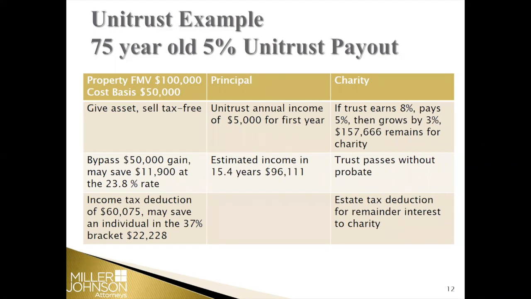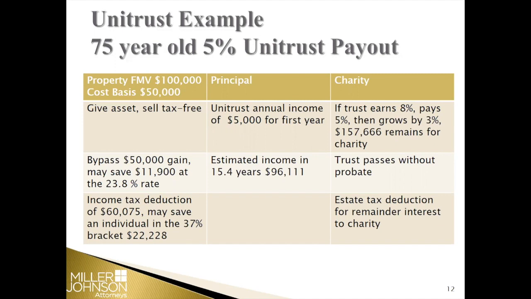But as you can see, as I mentioned previously, if that trust earns 8% in the portfolio, and you're only paying out 5%, you have 3% growth, and then the charity ends up with $157,000 and some change there. So you see how this works. The life income gift with the split interest. Again, you have that income interest, the $96,000 going to the donor, and the remainder interest, $157,000 going to the charity.